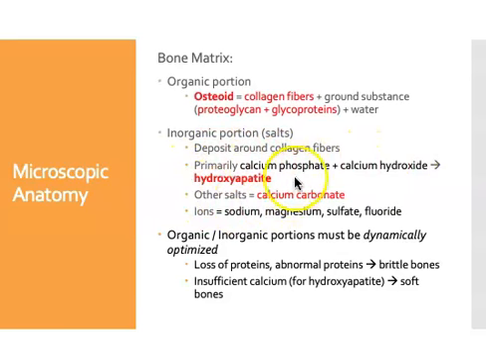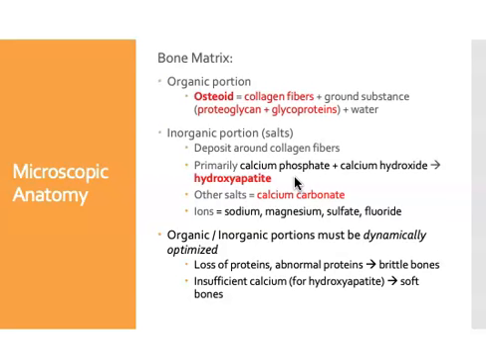Hydroxyapatite is going to get deposited in and around the collagen fibers in the osteoid. And it's going to help harden that osteoid material to make bone. Now, I mentioned earlier that bone is a very dynamic type of connective tissue. It is constantly being remodeled, even in fully grown adults.